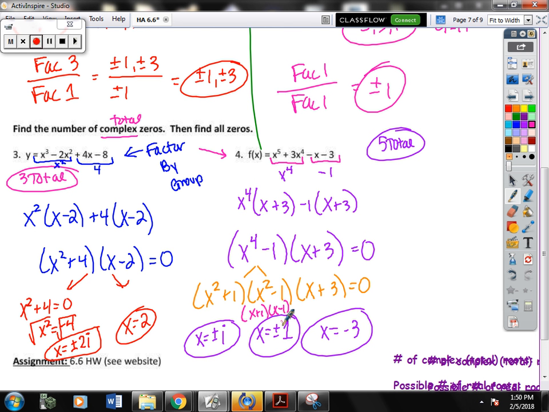So your homework is 6.6 homework, which is on the website. Make sure you answer all of the questions like we did up here, where you're telling me how many total, how many real, and then listing the possibilities. Tomorrow is a practice day.